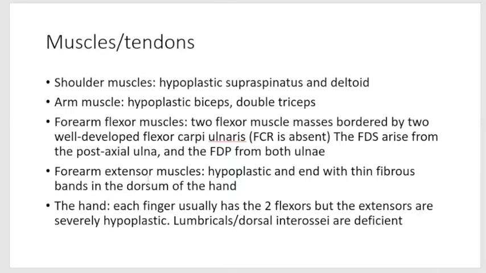The forearm extensor muscles, I can have no explanation pathogenesis-wise. They are always hypoplastic to a variable degree, different from the flexors. And in fact, most of the anatomical dissections done showed that they end with thin fibrous bands in the dorsum of the hand. They are not truly extensor tendons, in the sense that they are not doing proper function. Now, in the hand, each finger will have two flexors. Like I said, the flexor side is fine, but the extensors are severely hypoplastic. Specifically, lumbricals and the dorsal interossei are deficient to a variable degree.